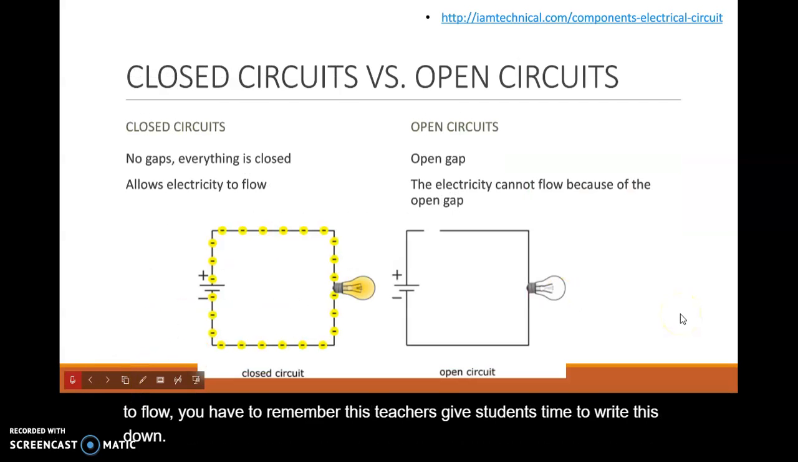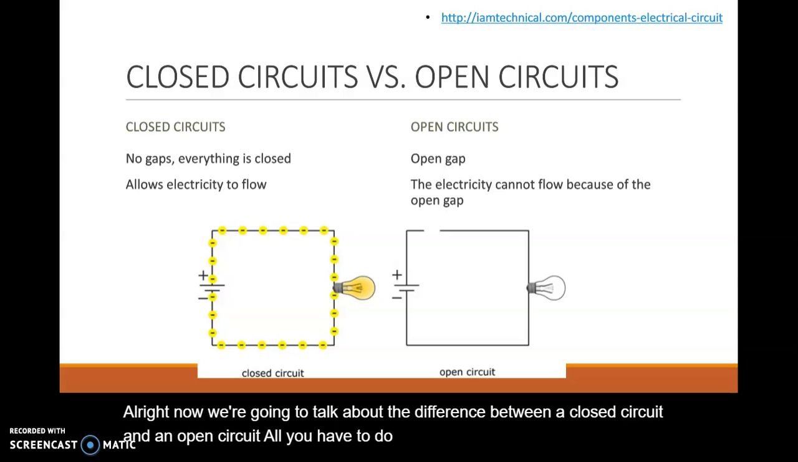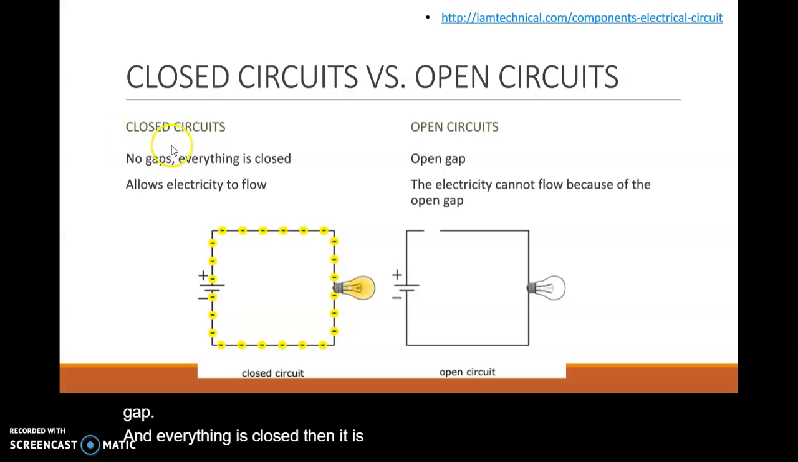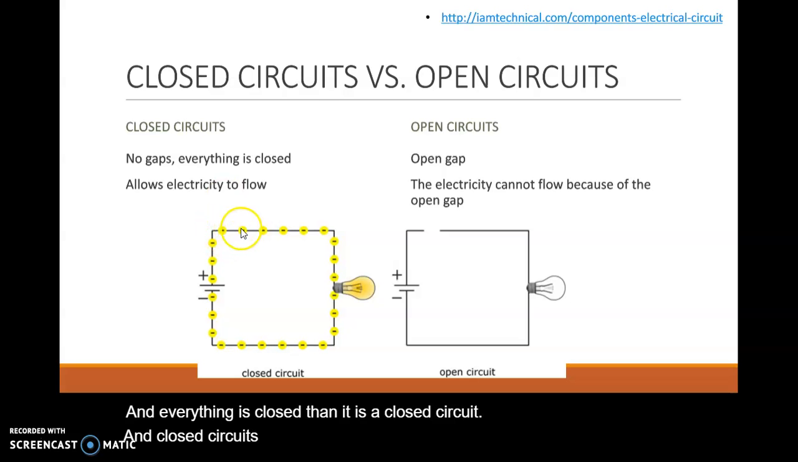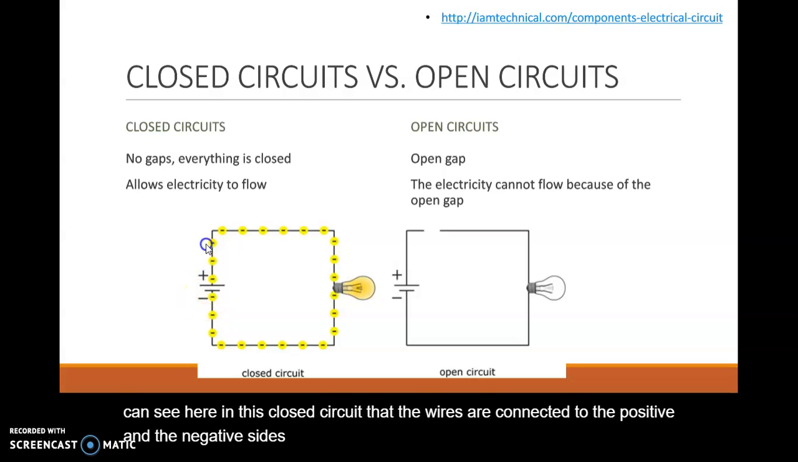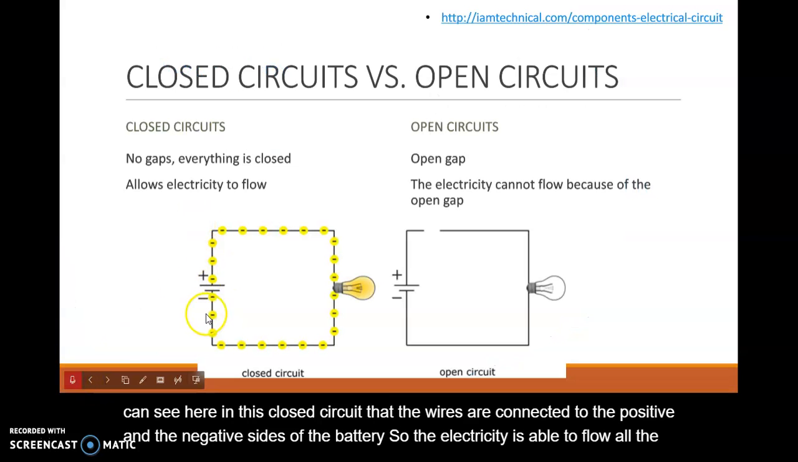All right, now we're going to talk about the difference between a closed circuit and an open circuit. All you have to do is remember it like this. If there is no gap and everything is closed, then it is a closed circuit. And closed circuits allow electricity to flow because there are no gaps. So you can see here in this closed circuit that the wires are connected to the positive and the negative sides of the battery. So the electricity is able to flow all the way around the circuit.